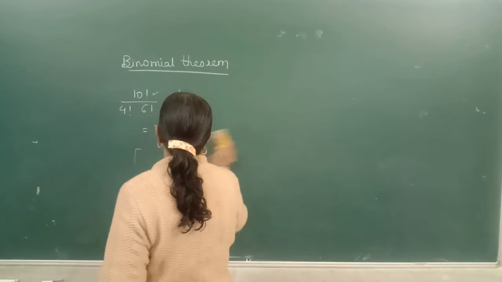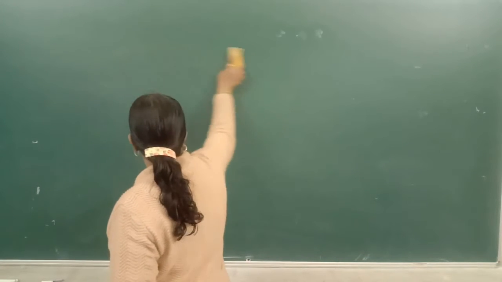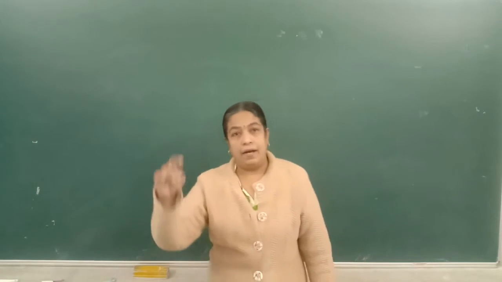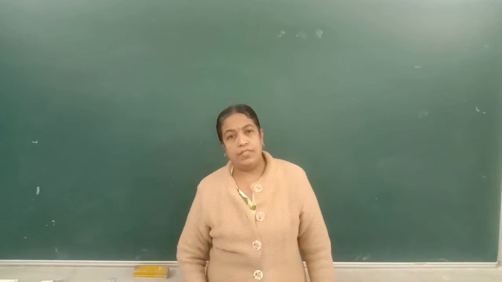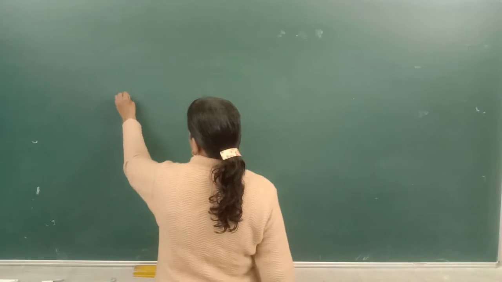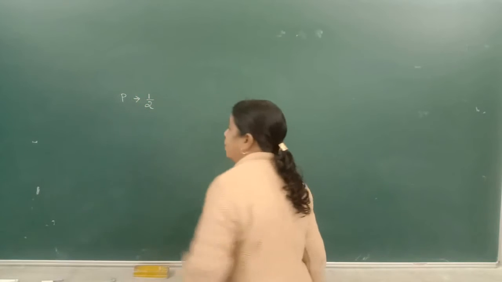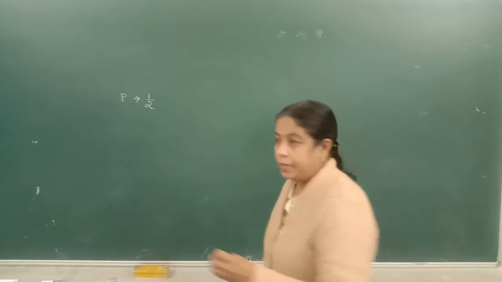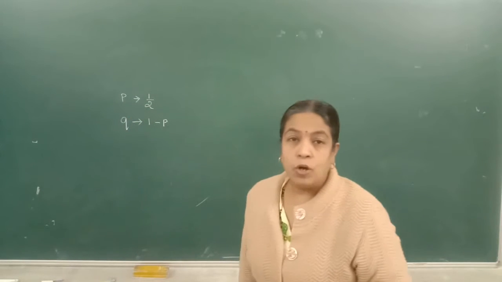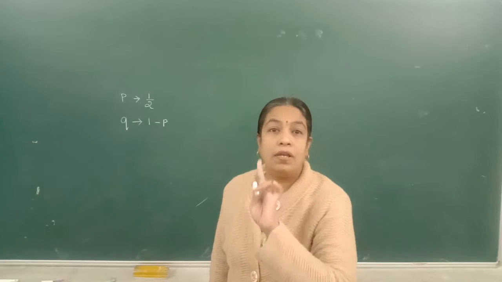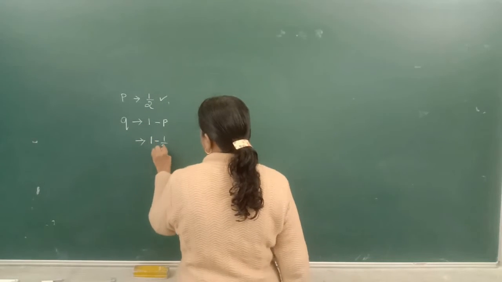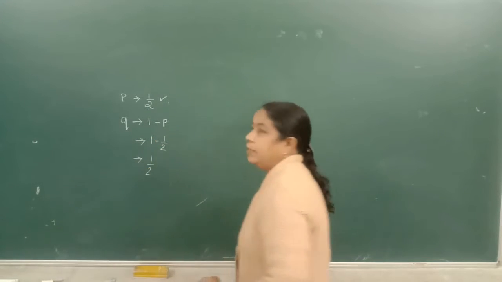Now, probability. You know the sample spaces, you know the number of events. If we take a simple example of a lottery, what is the chance of winning? Half, that is 1/2. So if P is the chance of winning, that is 1/2, then what will be the chance of not winning? 1 minus P, isn't it? P plus Q is always equal to the whole event, that is 1. So if P is 1/2, Q will be 1 minus 1/2, which comes out to be 1/2.